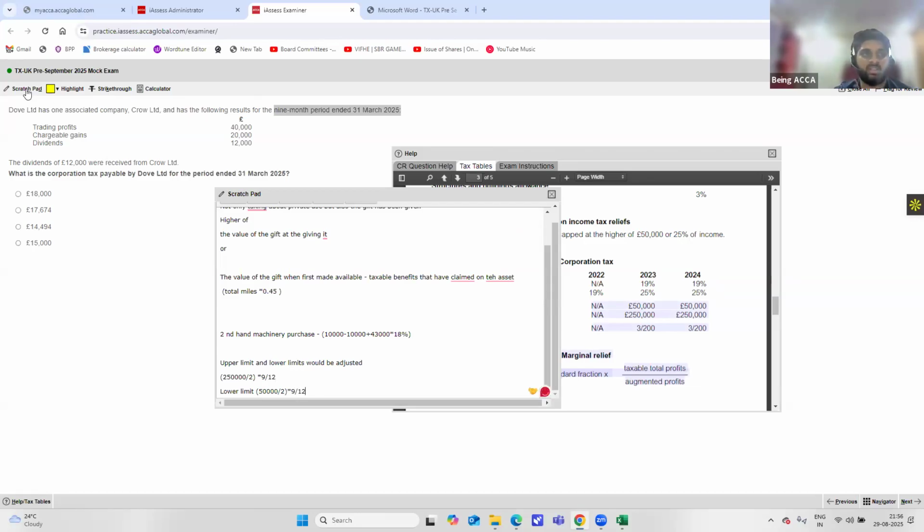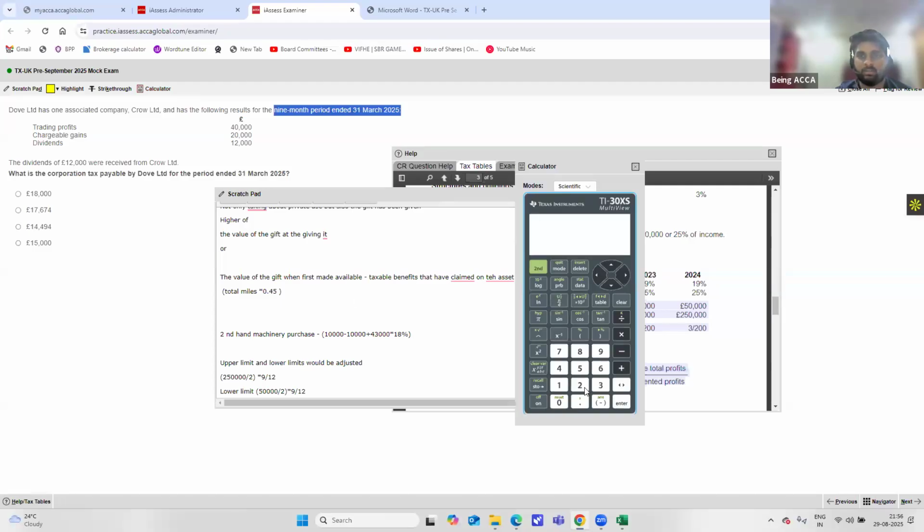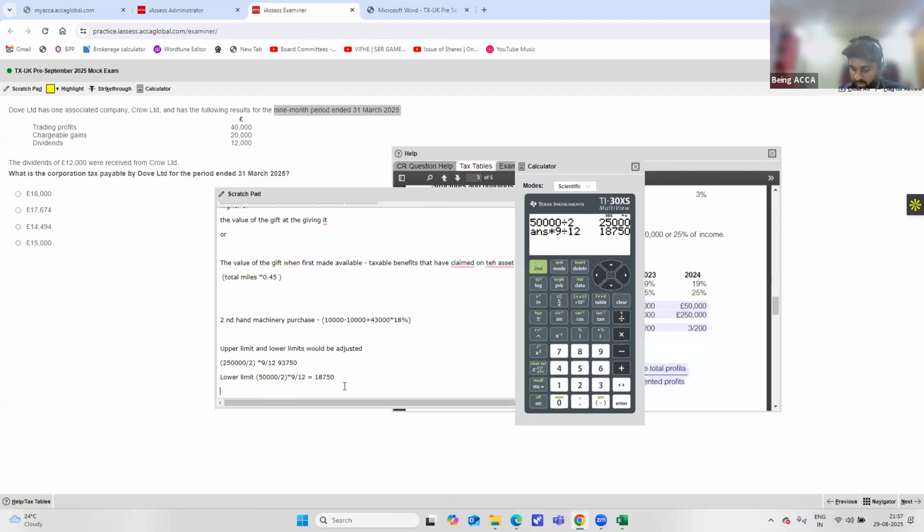Because of that, your limits will now be modified. So it will be 8,000 divided by 2 into 9 by 12. Now your upper limit would be 93,750 and lower limit would be 50,000 divided by 2 into 9 by 12, which is 18,750. Is this point clear to you guys?